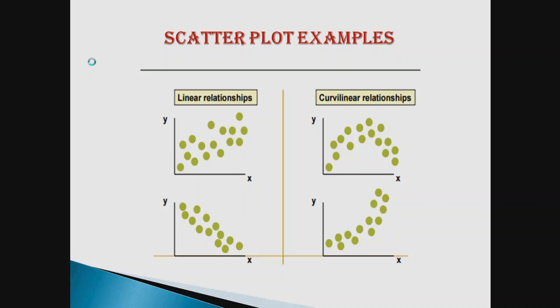The first graph shows a positive linear relationship because the dots go in an upward direction. The second one shows a downward relationship, that is, a negative relationship between the x and y variables. The curvilinear relationship shows that there is an increase and decrease in the relationship between the two variables.